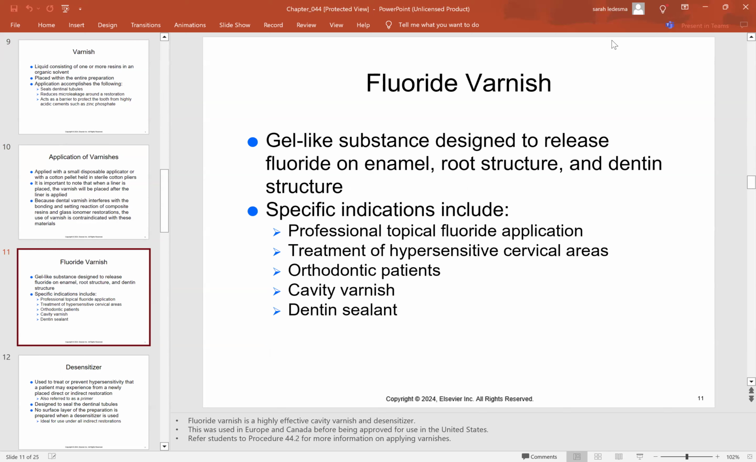Fluoride varnish is a gel-like substance designed to release fluoride on the enamel, root structure, and dentin structure. Specific indications would be as a professional topical fluoride application like you would get after your prophy cleaning, treatment of hypersensitive cervical areas. So when we have some gum recession, our orthodontic patients, it's always helpful to have an extra boost of fluoride as a cavity varnish or a dentin sealant.